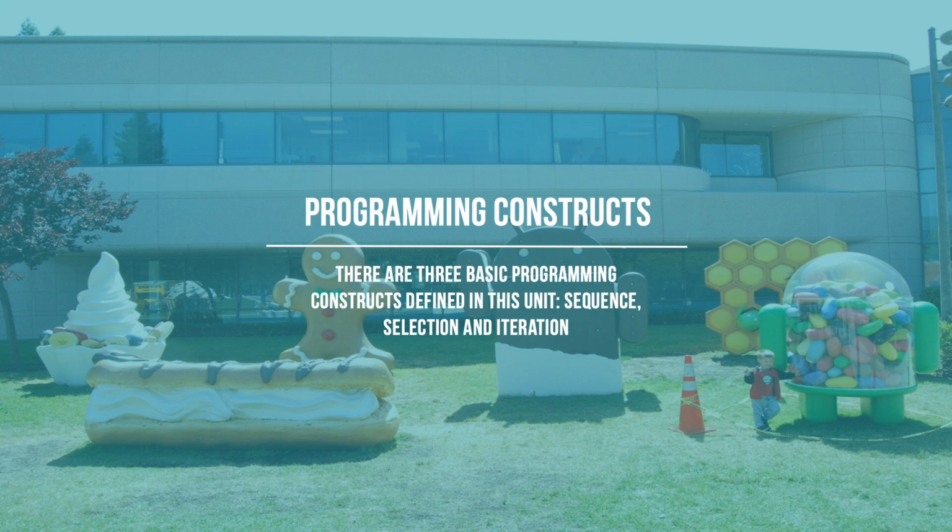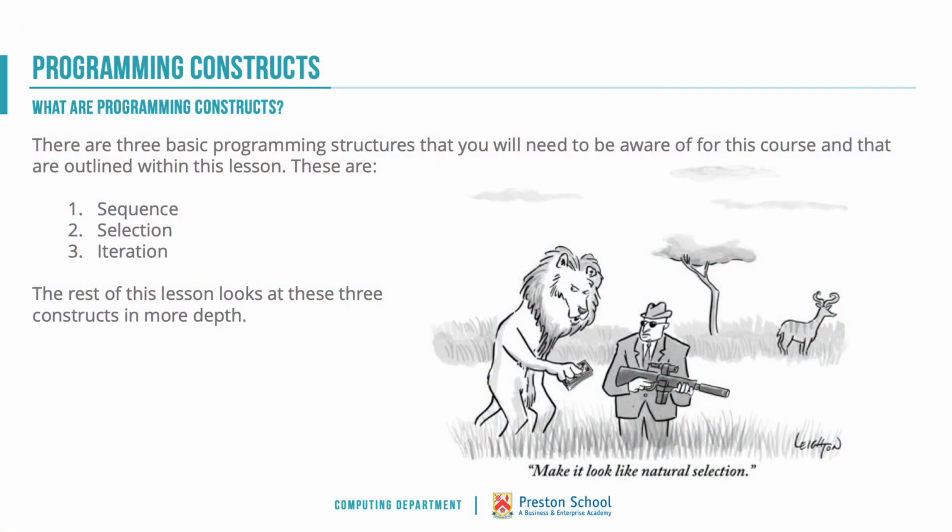So there are three basic programming constructs. These are sequence, selection, and iteration. These are ways of building computer programs, and we need to understand what they mean. Over the course, you'll use each of these a lot. This lesson is going to look at these three, and by the end, you should understand exactly what those constructs mean, what they look like, and how we would write the pseudocode for them, or the OCR exam reference language.